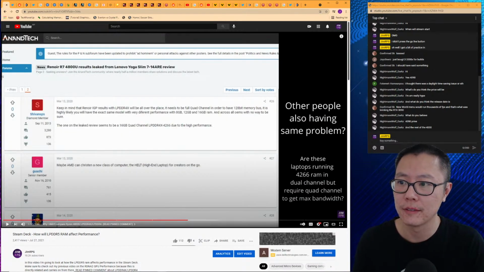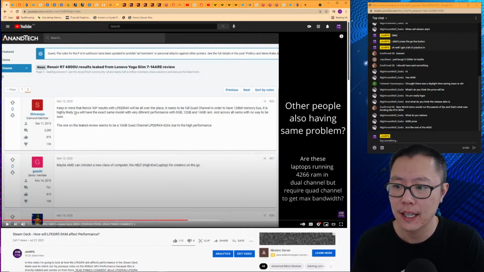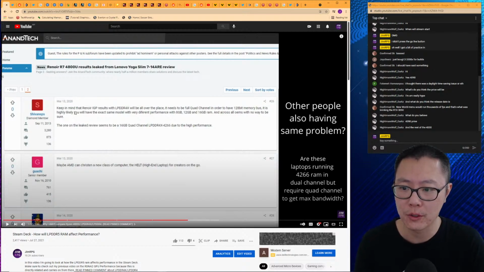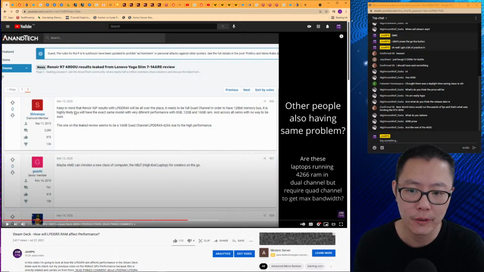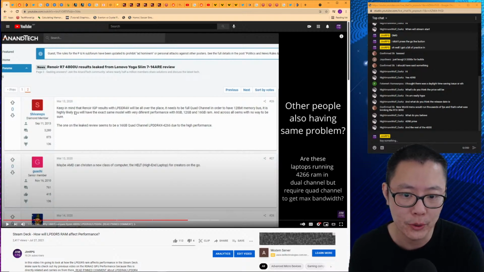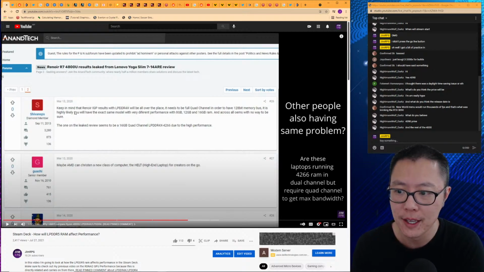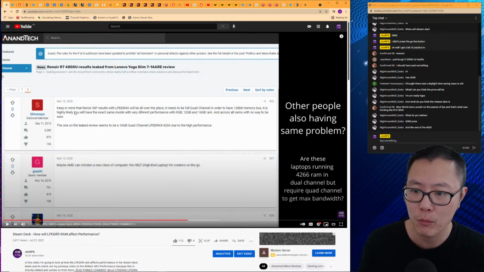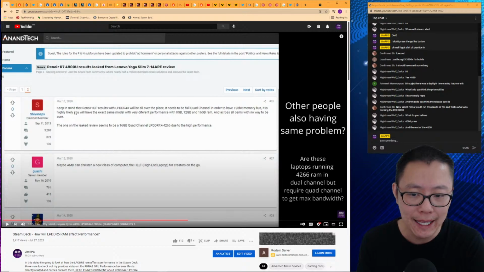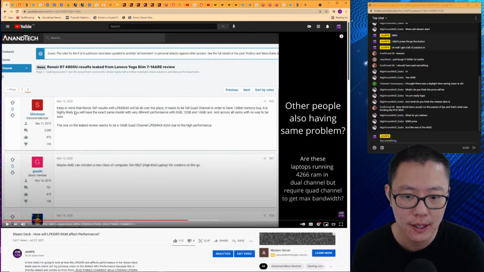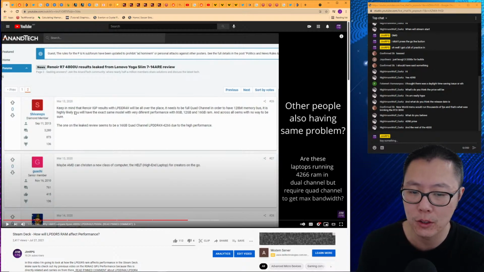I showed off this AnandTech forum post. It says here, keep in mind that Renoir IGP results with LPDDR4X will be all over the place. It needs to be full quad channel in order to have a 128-bit memory bus. It is highly likely you'll have the exact same model with very different performance with 8GB, 12GB, and 16GB, across all OEMs with no way to be sure.